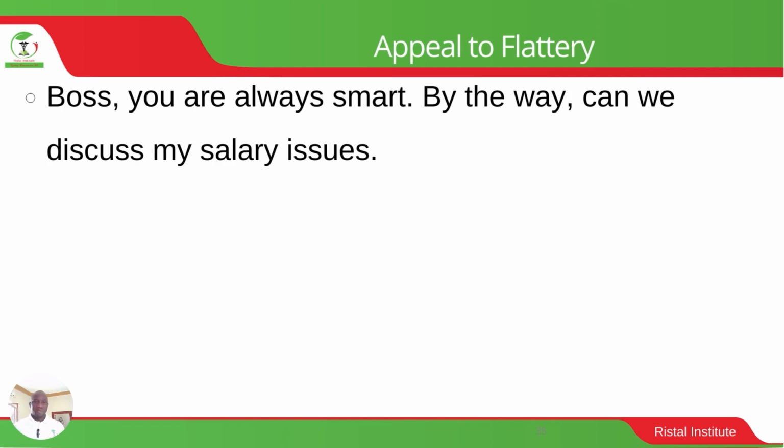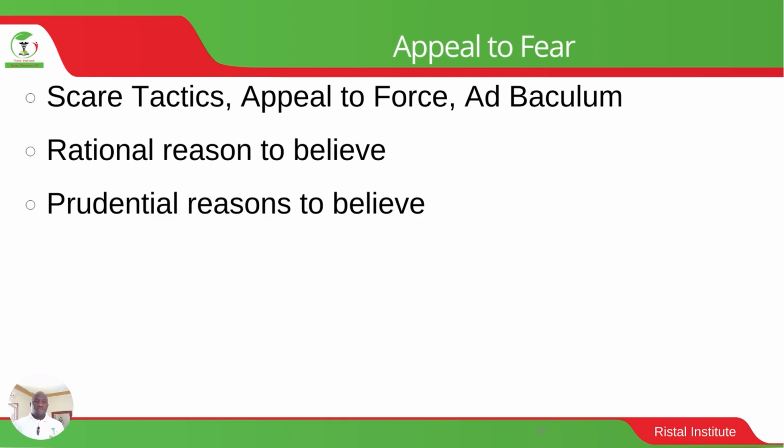Appeal to flattery. This is to say, instead of providing reasons or evidence for a particular conclusion, you are instead appealing to someone by saying, "Oh, boss, today you are very, very smart. Oh, by the way, can we have a discussion on my salary issues?" Okay, so you're flattering and you're making a request. Instead of saying, perhaps, this month I've been able to generate this number of sales and I think I deserve a pay rise.